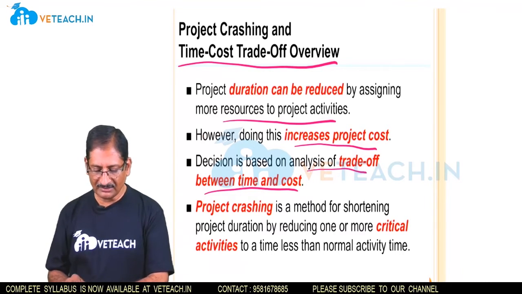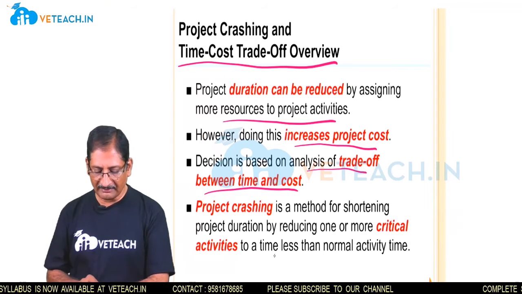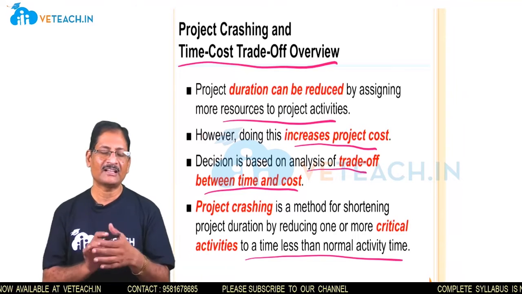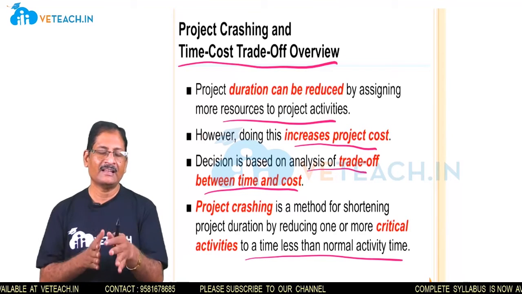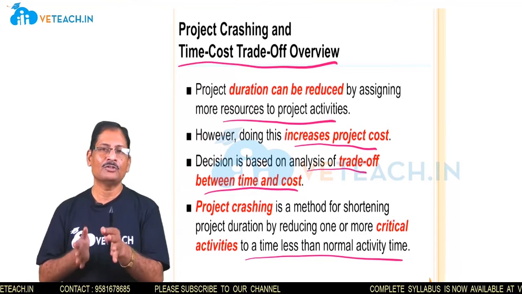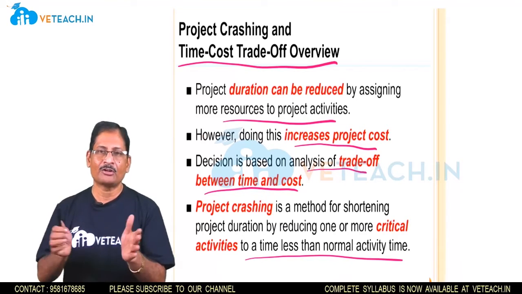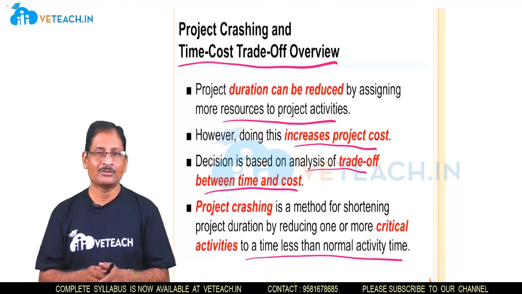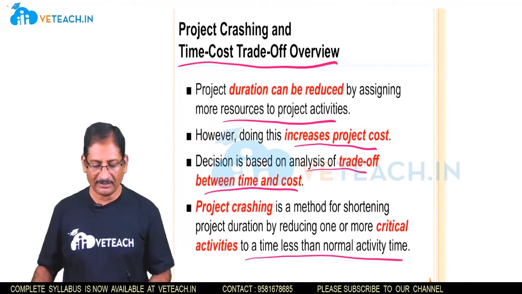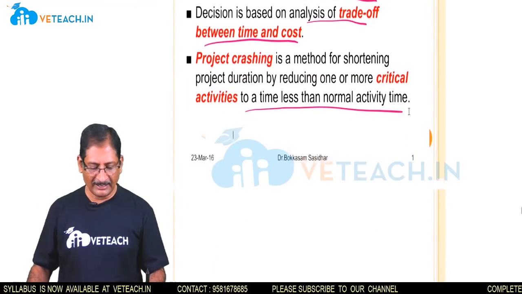Project crashing is a method for shortening project duration by reducing one or more critical activities to a time less than normal. For the critical activity elements, suppose one critical activity takes 10 weeks. By crashing that activity from 10 weeks to 8 weeks, you are going to reduce the overall project time. That way you will handle the time-cost trade-off. So this is about the project PERT approach.